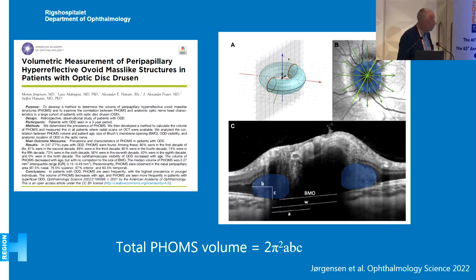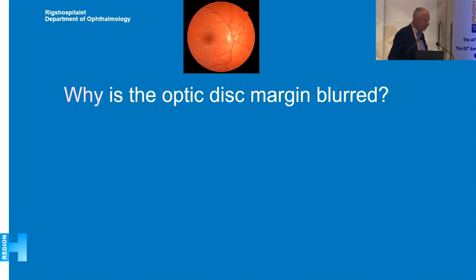Since it is a torus structure, you can also measure the volume of the FARMS, which can be quite revealing, as it can give you a lot of interesting information, as we've shown in this paper. So that was the what, and now to the why. So why is it blurred?